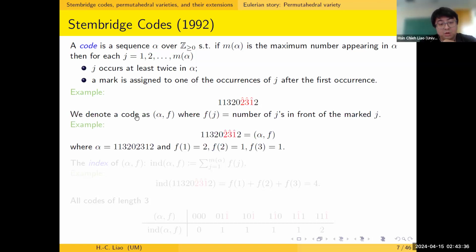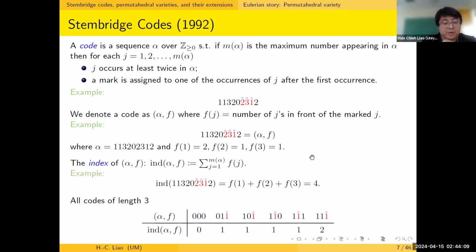We usually denote a code as the pair (alpha, f), where alpha is a sequence and f is defined like this. f(j) is just the number of j's in front of the marked j. In our example, alpha is this thing. In front of the marked 1, there is 2, 1, so f(1) is 2. In front of the marked 2, right here, you have 1, 2, so f(2) is 1. And similarly, f(3) is 1.